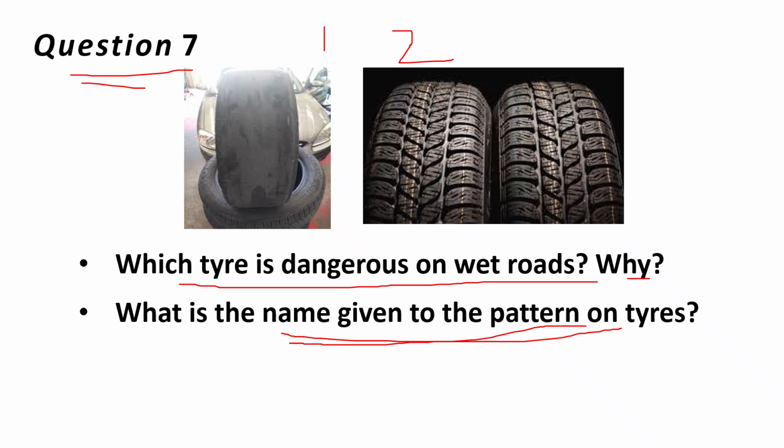Which tire is dangerous on wet roads and why? And that may be a one line answer. And the next one, 7B, will be just one word. The name given to the pattern on tires, just a one word answer. Pause the video now to write the answer.